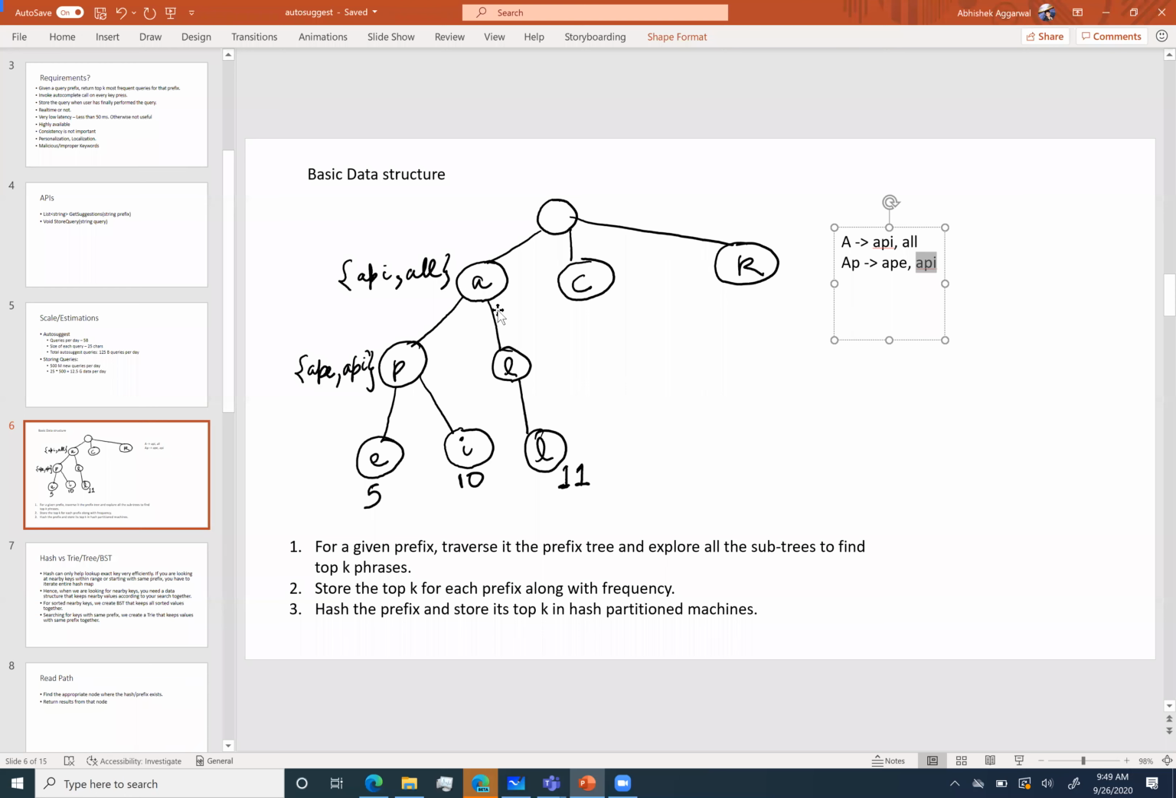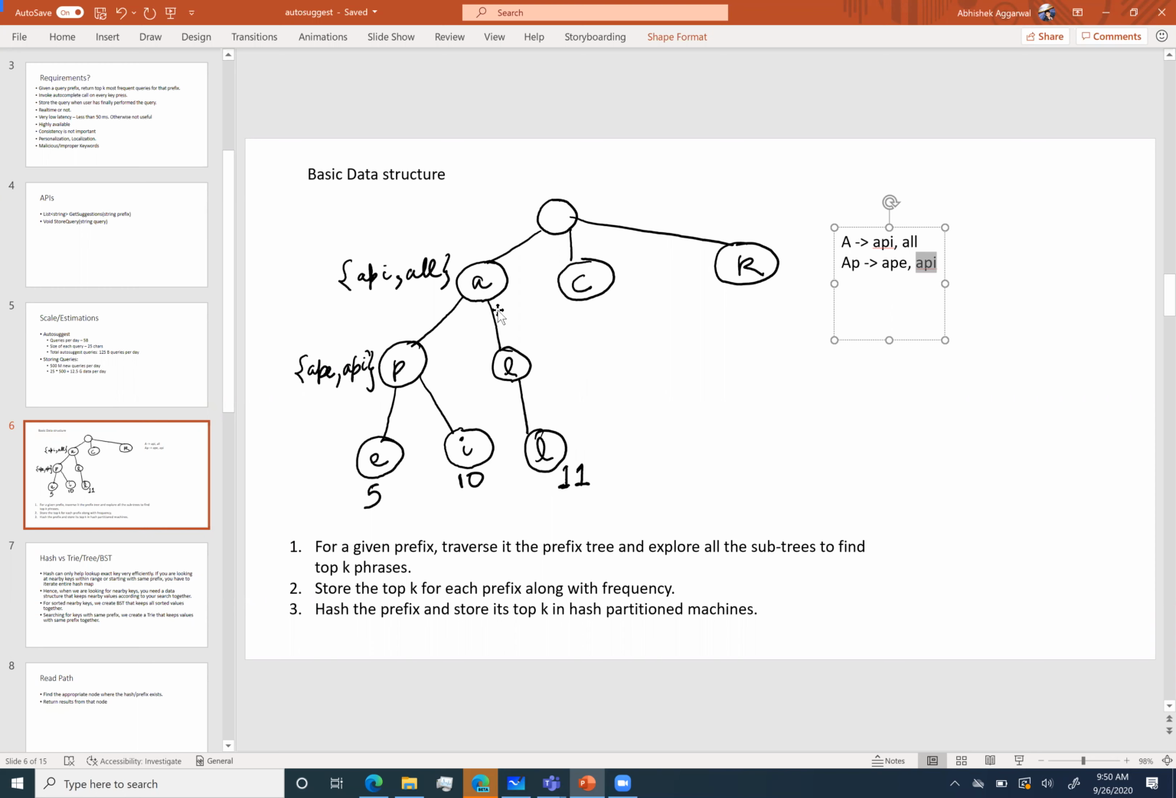Yeah, but in this case, you are replicating the data, right? So let's say you will have some top K frequency for P, some top K frequency for E, and some top K frequency for I. Yes, but it is the same data. You will not store the whole data.